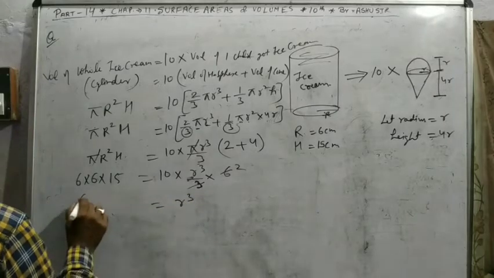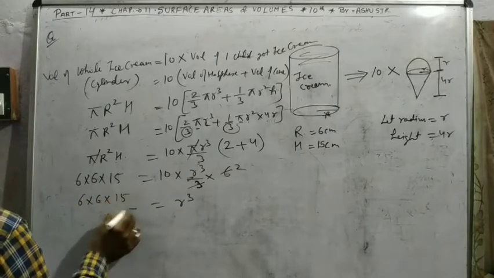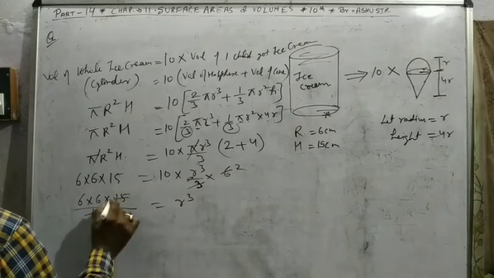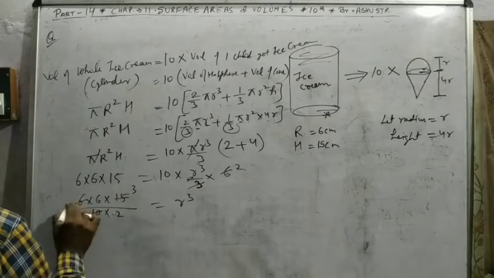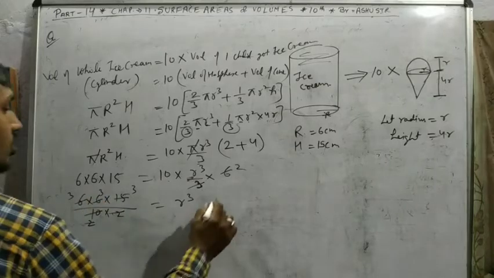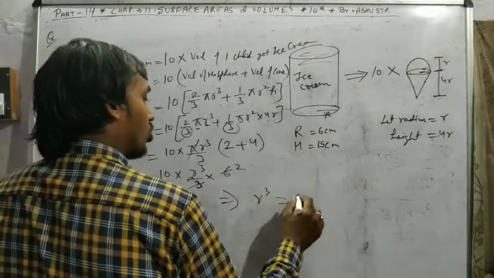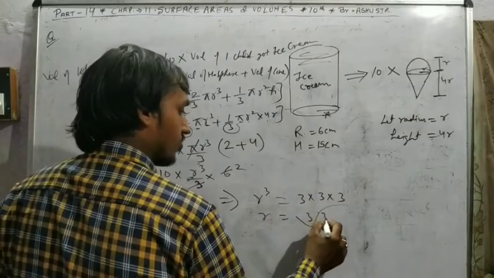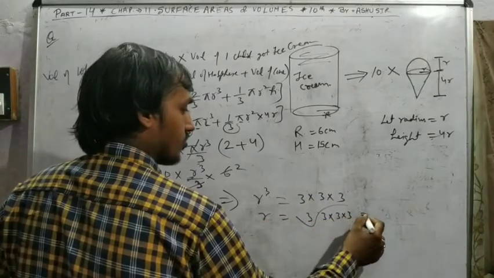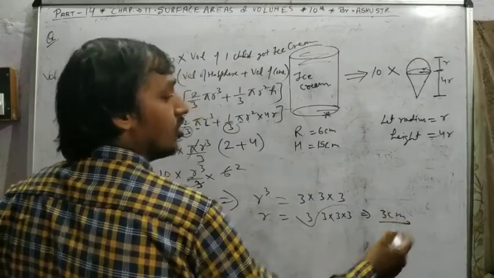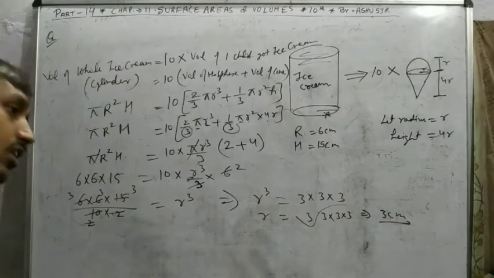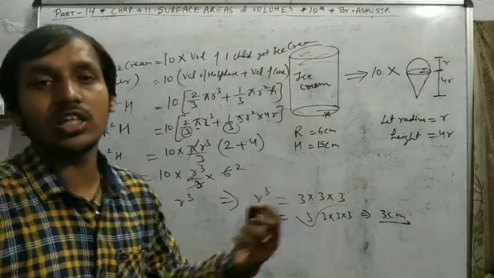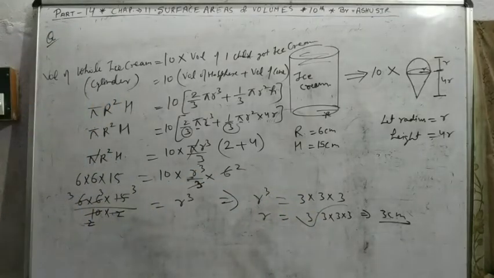R cube is equal to 6 into 6 into 15, with 10 and 2 in division form. 5 3 are 15, 5 2 are 10, 2 3 are 6, 2 3 are 6. So you can say R cube is equal to 3 into 3 into 3. So the radius of the ice cream is 3 centimeter. Pause the video and note down.